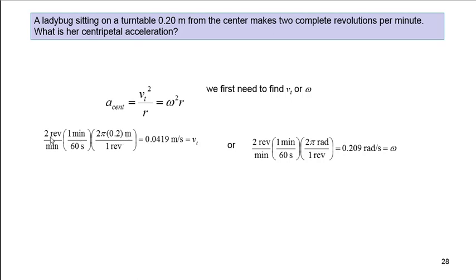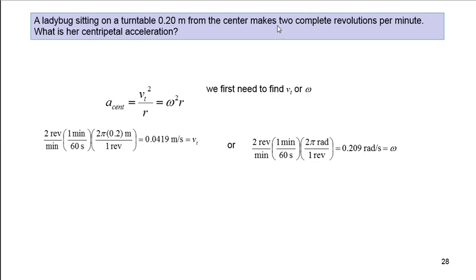So the math I would do on my calculator is 2 times pi times 0.2 divided by 60. And I get 0.0419 meters per second. That's my tangential velocity. At this point, I'm able to calculate my centripetal acceleration. I could just take this value, plug it in here, and solve for a, along with plugging in r. But just for practice, I'm also going to show you how to solve for omega.